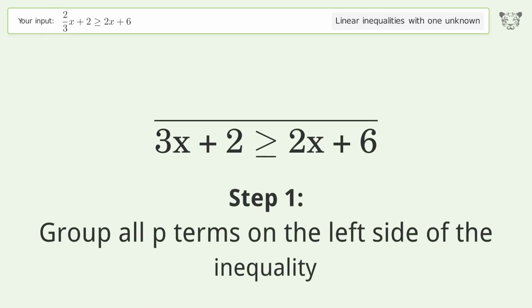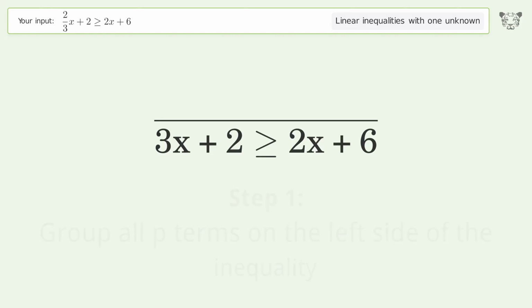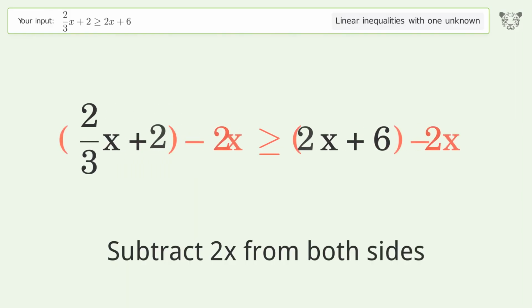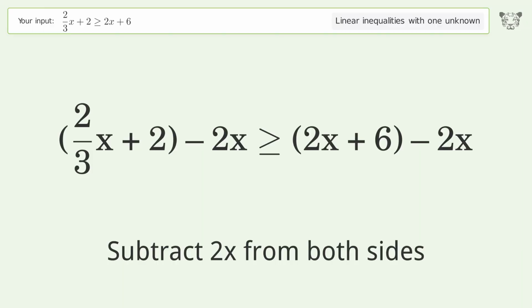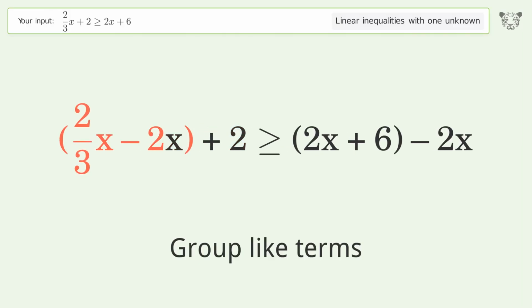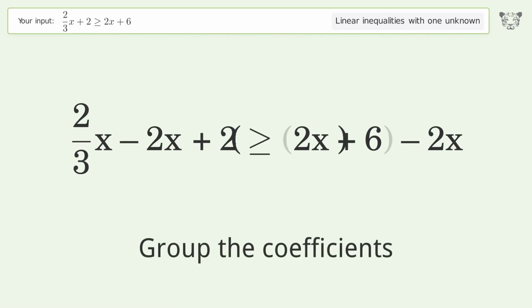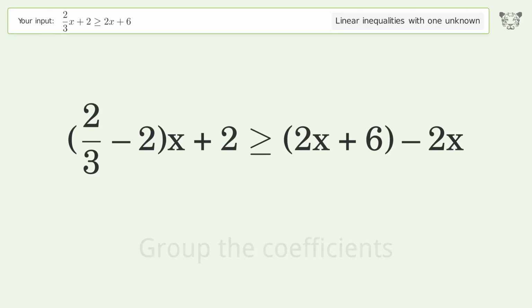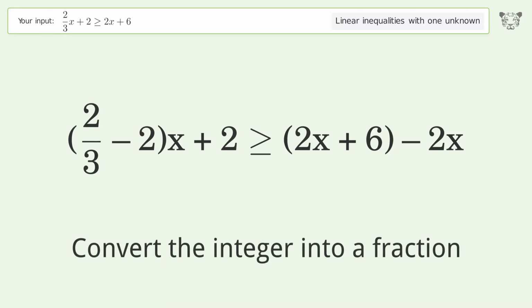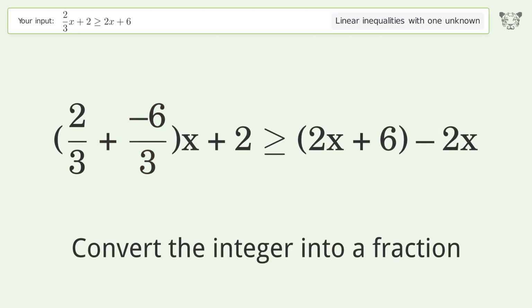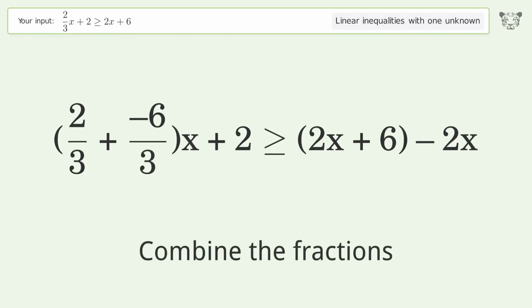Group all p terms on the left side of the inequality. Subtract 2x from both sides. Group like terms. Group the coefficients. Convert the integer into a fraction. Combine the fractions.